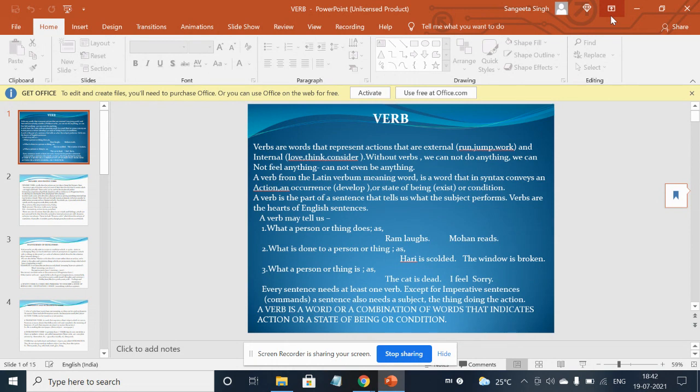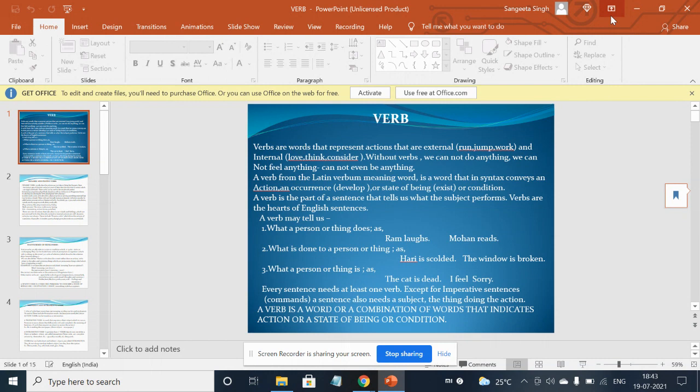A verb is from the Latin verbum, meaning word. Hence, verb is derived from the Latin word verbum, which means word. It is a word that, in syntax, that is sentence structure, conveys an action, an occurrence, or a state of being or condition. A verb is the part of a sentence that tells us what the subject performs.